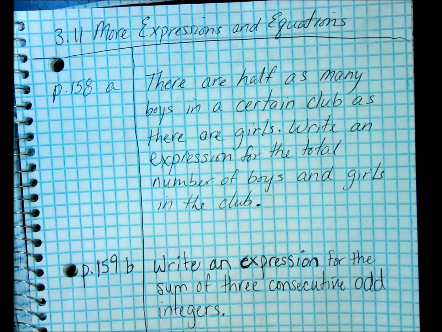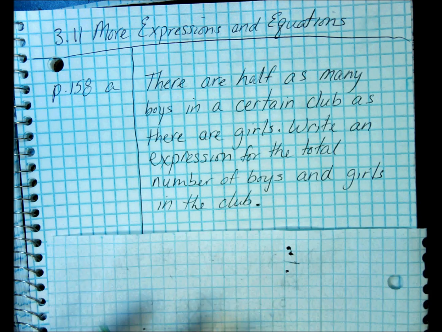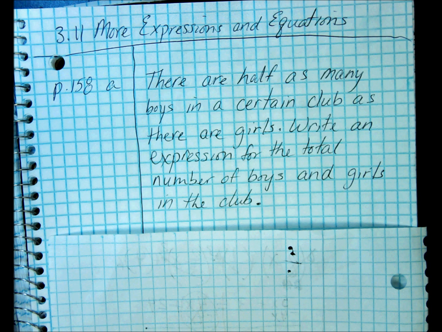All right, so I'm going to start with a problem on page 158, letter A, if that helps you when you're copying it down. There are half as many boys in a certain club as there are girls. Write an expression for the total number of boys and girls in the club. It says there's half as many boys as there are girls, so that means there are more girls than boys.